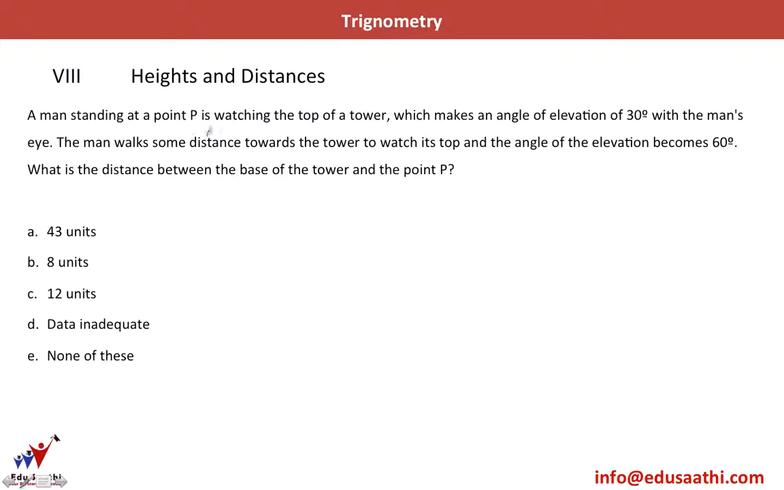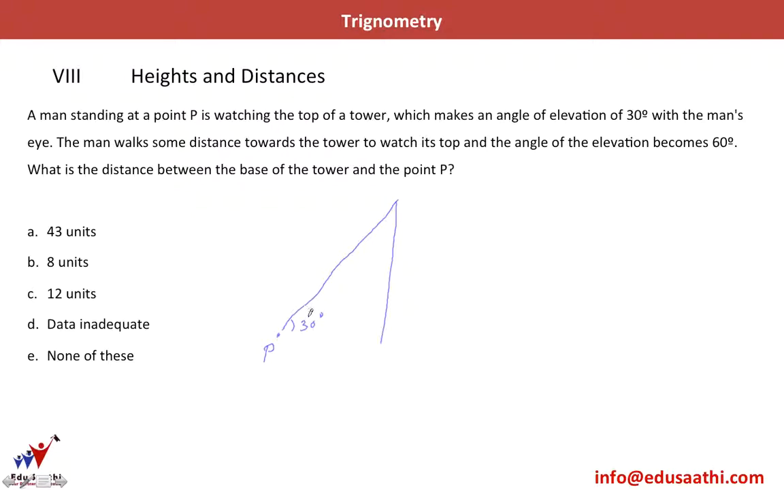A man standing at a point P is watching the top of a tower. So I have a point P and this man is watching the top of a tower. You need to draw the figures correctly, otherwise the whole question will go wrong, which makes an angle of elevation 30 degrees with the man's eye. So this angle of elevation here is 30 degrees. The man walks some distance towards the tower to watch its top, and the angle of elevation becomes 60 degrees.